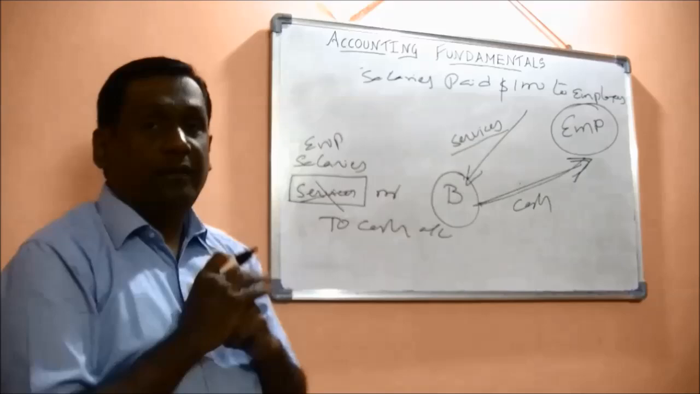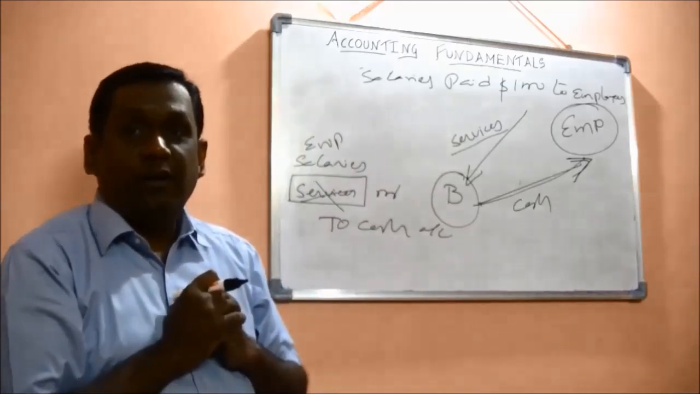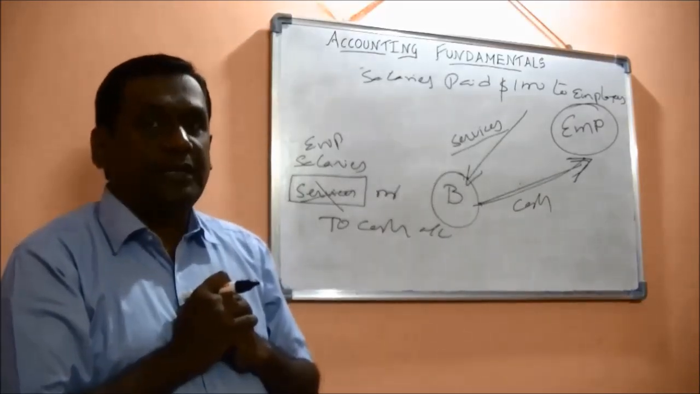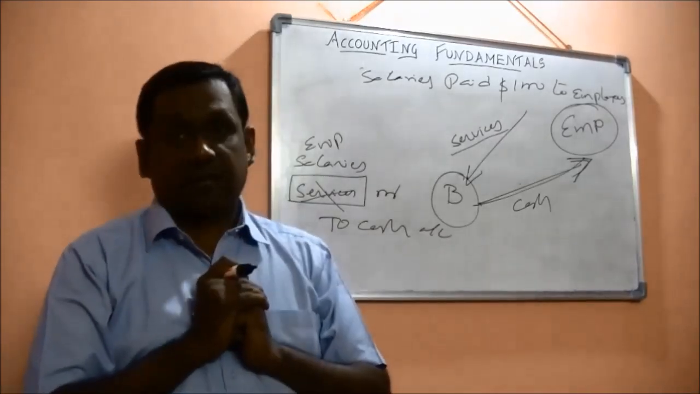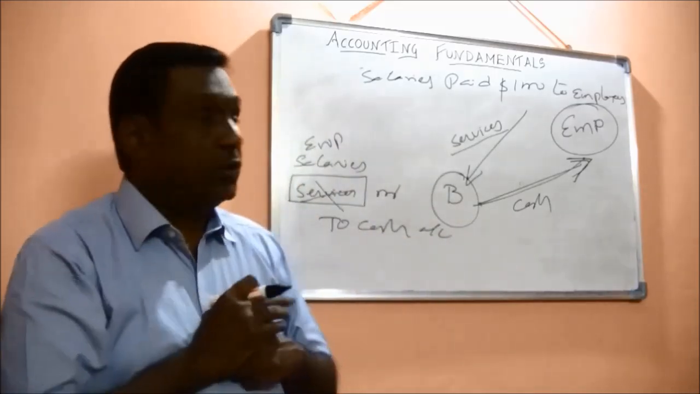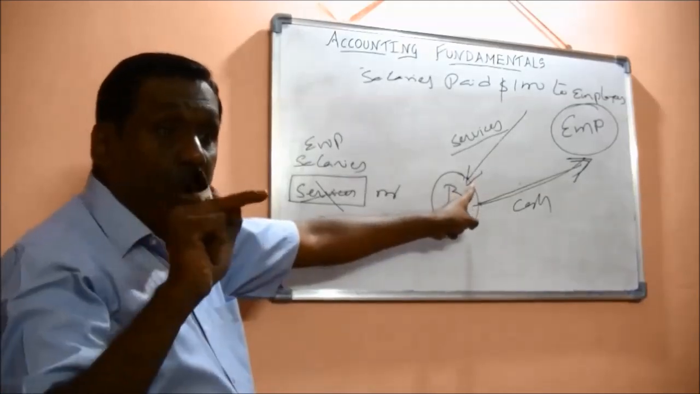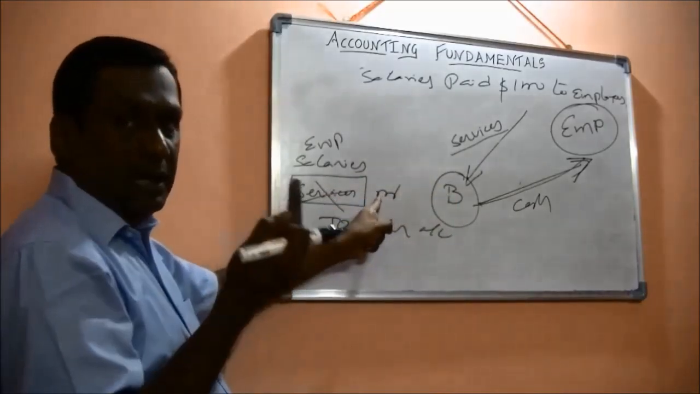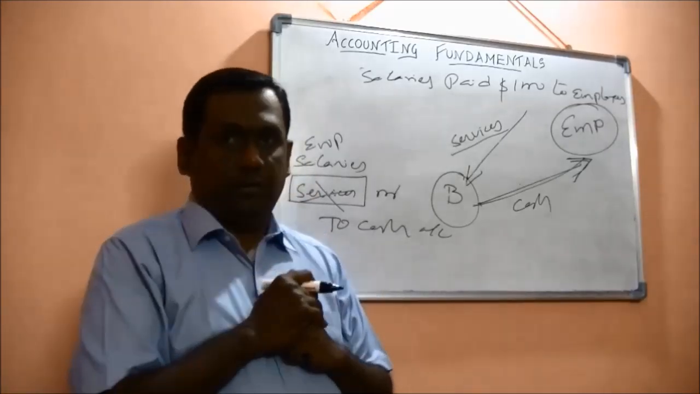If you debit employees, what will happen? They will become debtors. Are they going to repay that amount to you? They will not repay. Why? Because they provided the services and they are receiving this cash. Hence, you should not debit employees. If you debit employees, it looks as if they are going to repay that amount to you. They are not going to repay. You have to debit services, because business is receiving services. That is the salaries account. And cash is going out, hence you need to credit cash account. Clear?